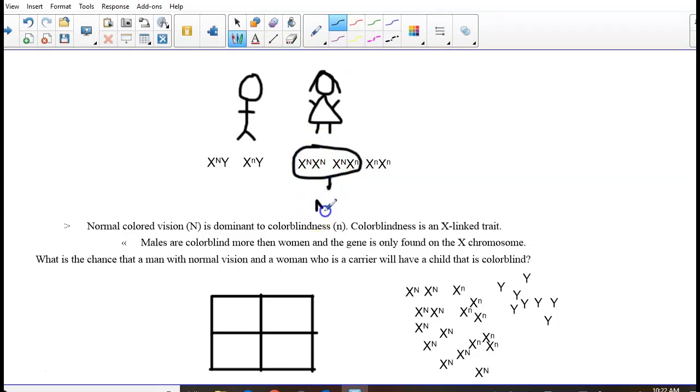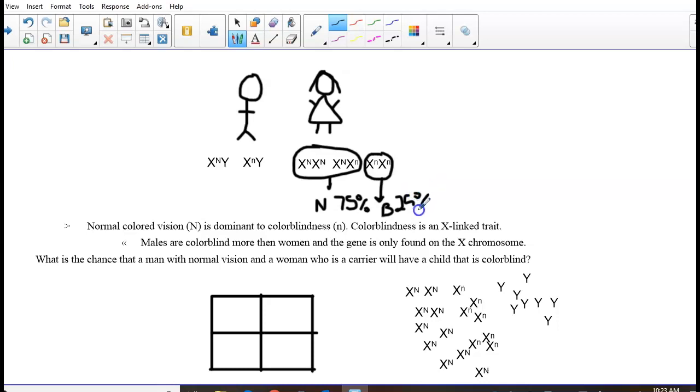So they're going to be normal. And this one is going to have color blindness. So this is going to be blind. I'm just going to use a B for blind. So of 4 possible chances, because remember, this is big N, little n, big N, there's a 75% chance that that woman is going to be normal. In order for her to have the disorder, she has to have 2 little n's. So that's only a 25% chance.